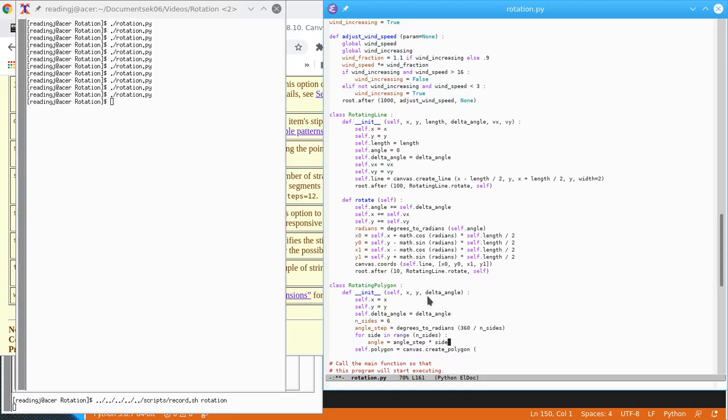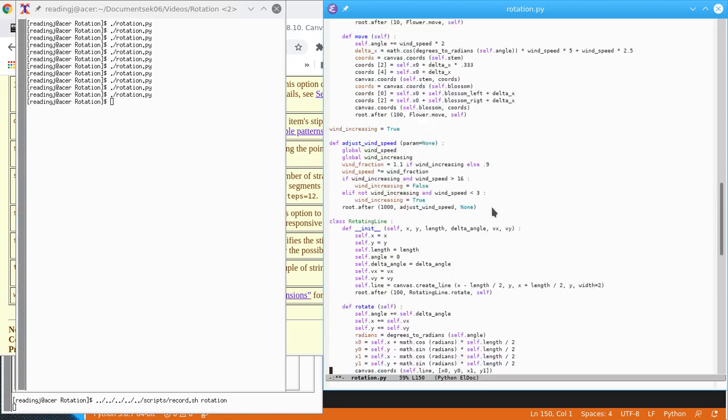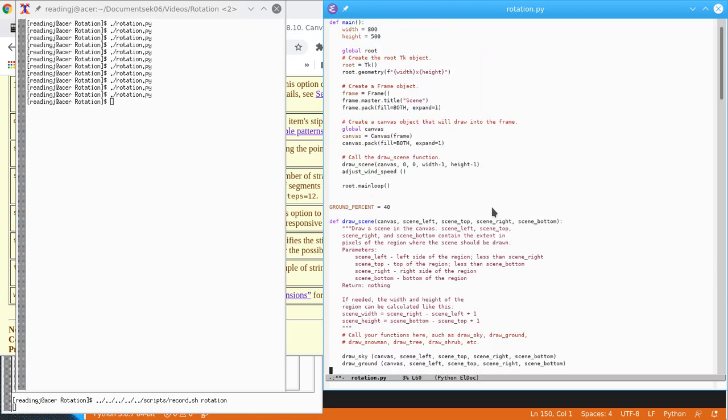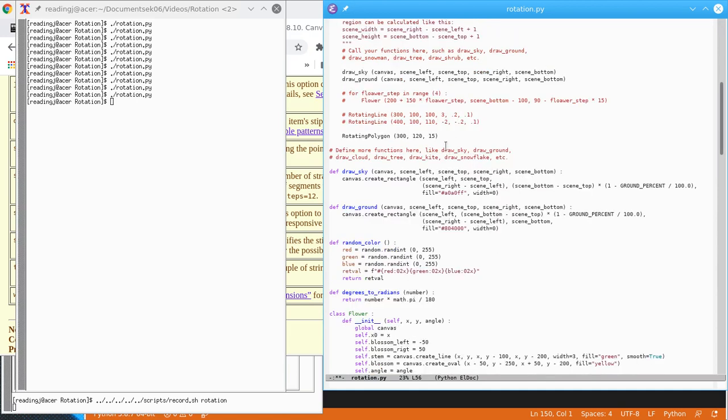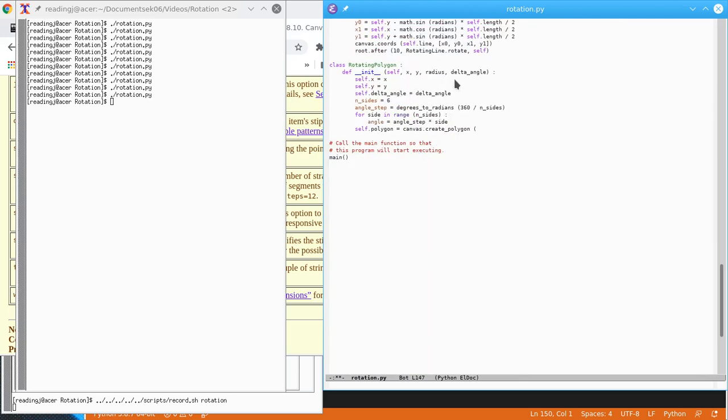I need one more parameter here, sorry. The radius. Usually we use radius to mean the radius of a circle, but this is going to be the distance from the center of the polygon to each vertex. All right. So let's add a radius here. Where did that go? We'll make the radius 40 just to start off with. I think I had those backwards. Okay, yeah, radius, delta angle.